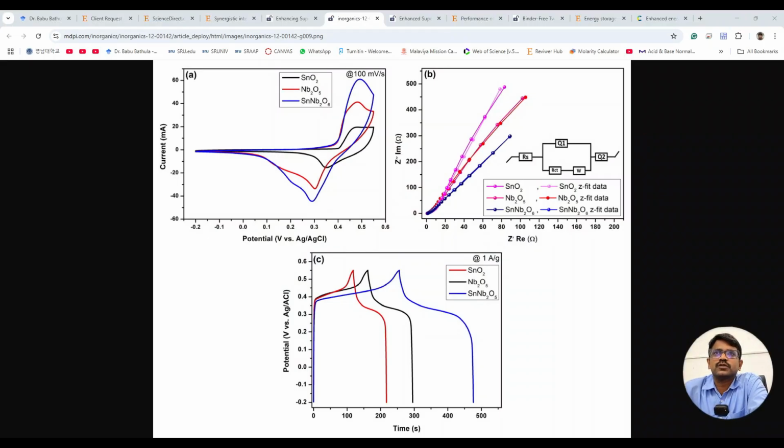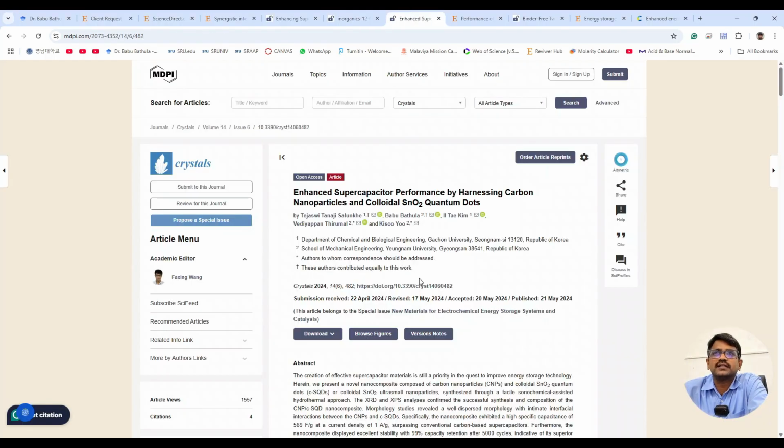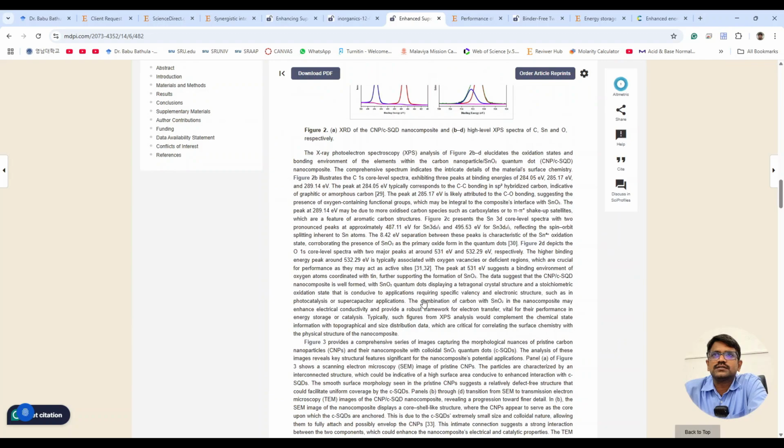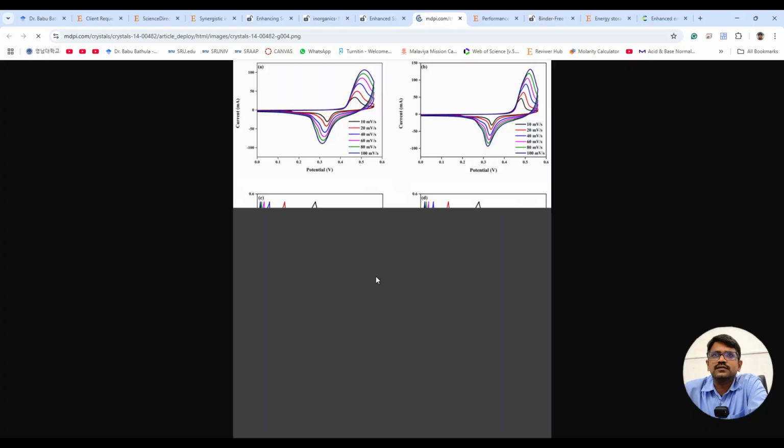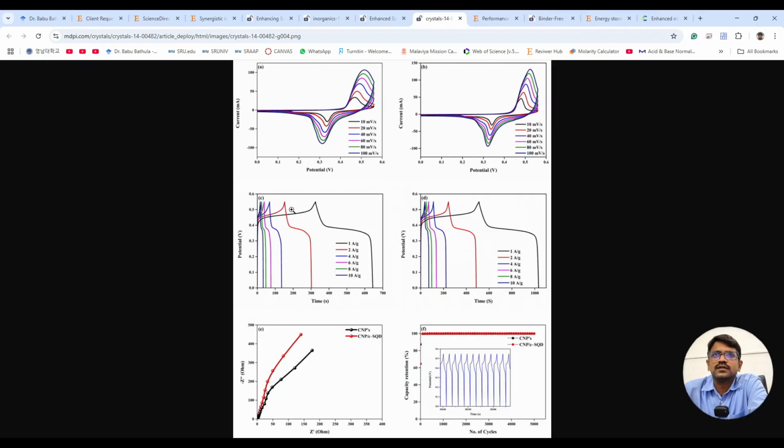So this is about another material, and we will see another one. This is SnO2 quantum dots. This is CV, cyclic voltammetry, and this is the charging discharging at different current densities, 1 ampere per gram, 2 ampere per gram, 3, 4 ampere per gram, like this. So at different ampere per gram, charge discharge.